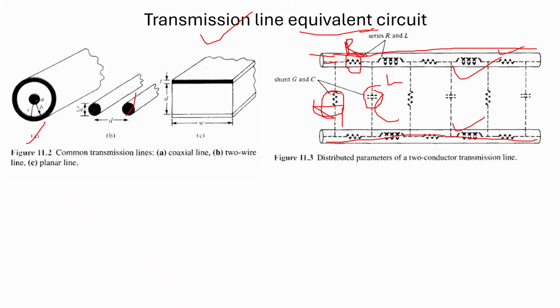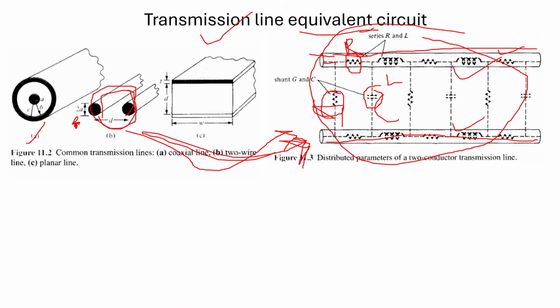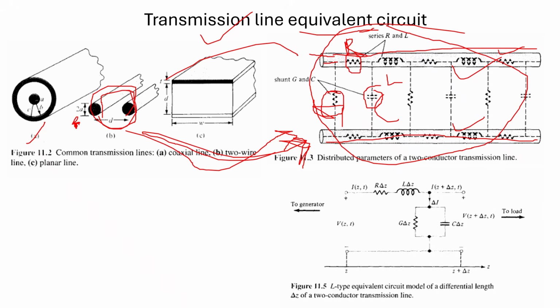Which transmission line are we talking about? This one, the two wire. If you want to replace this two wire, here D is the distance between the two wires, and A is the radius of your wire. Then you can replace it by this equivalent circuit. Now finally this is the two wire. Once you replace it, you can study how the current and the voltage are propagating, right?